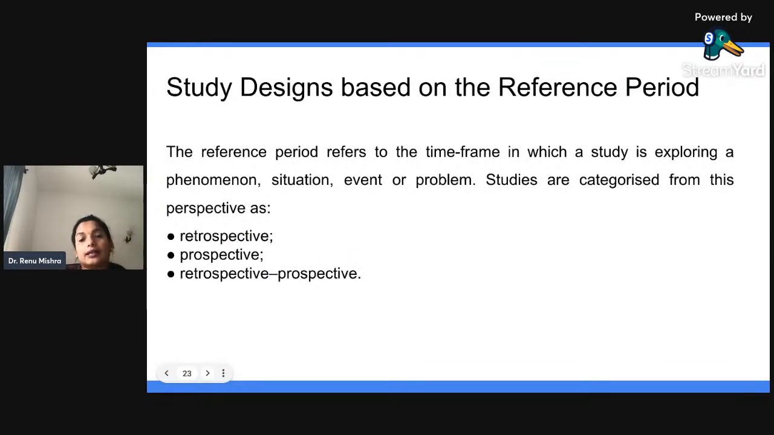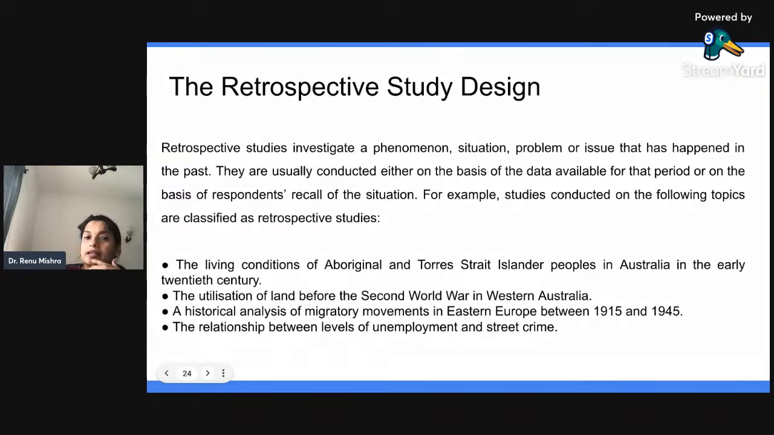Okay, now study design on the basis of reference period. Here three perspectives are there: retrospective, prospective, and retrospective-prospective. Just understand the first two; the third is a combination of both. Retrospective is when you are investigating a phenomenon, a situation, a problem, or an issue that has happened. Probably this is studied by somebody who is understanding history. I'm telling you the areas where you can use these study designs.